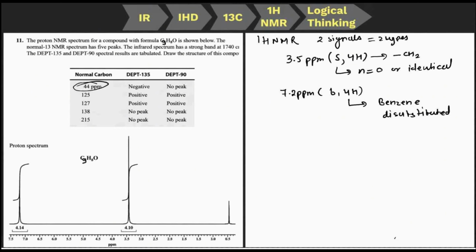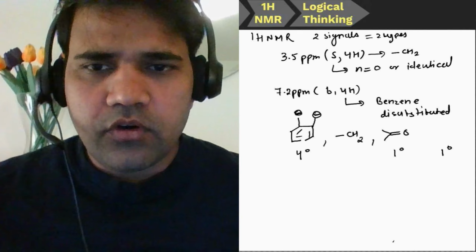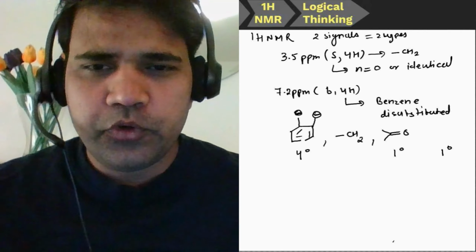Now, as I told you, the disubstitution is 1,2, right? 1,2 disubstitution, and the compound has CH2 and keto group. Remember that we have 4 degrees of unsaturation from this and 1 degree of unsaturation from this. So 1 degree of unsaturation is left. Okay, now we have all pieces of information. It is time to put them together.